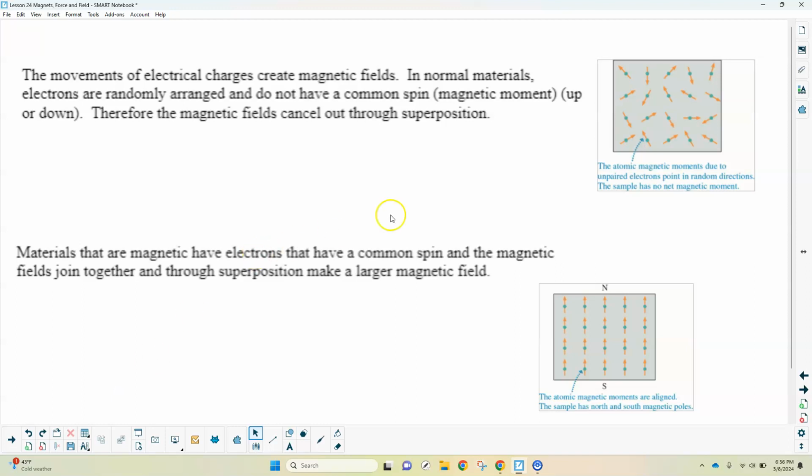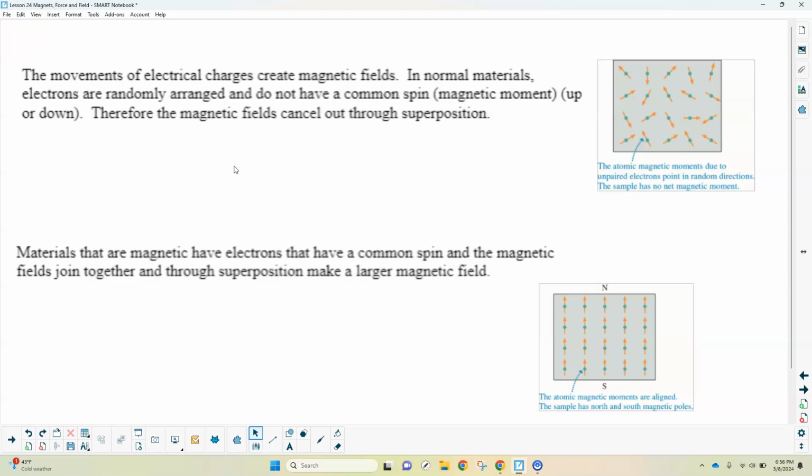If you look at this diagram over here, this is just a piece of a material. We already talked about how electrons are in every single object that's made of matter, and electrons are moving charges. Movements of electrical charges will create magnetic fields. But in most objects and normal materials, electrons are randomly arranged, so there is no proper alignment.